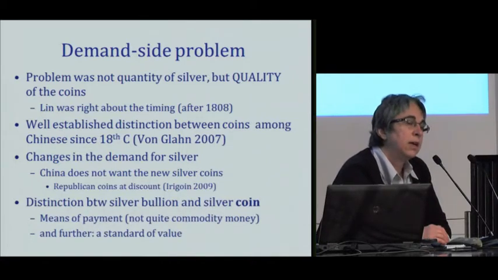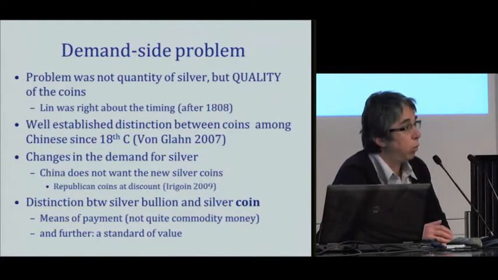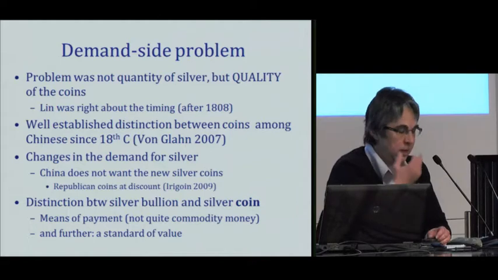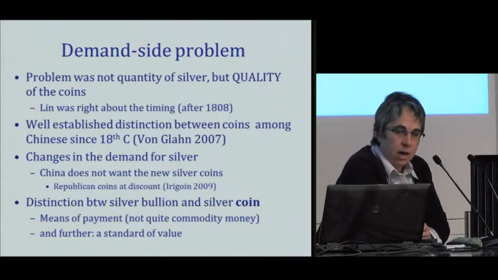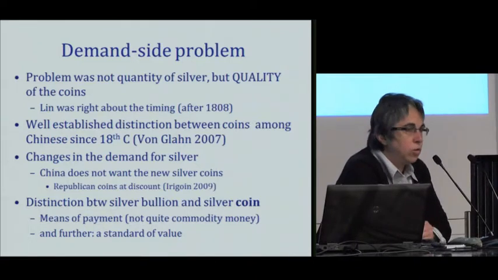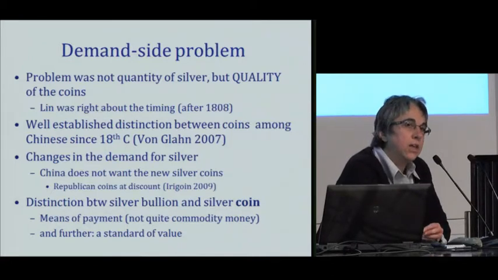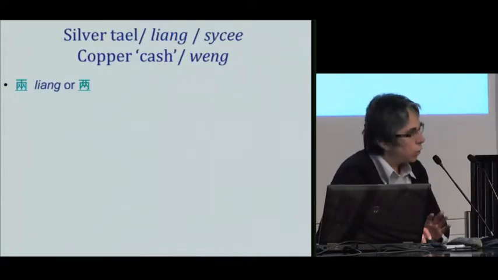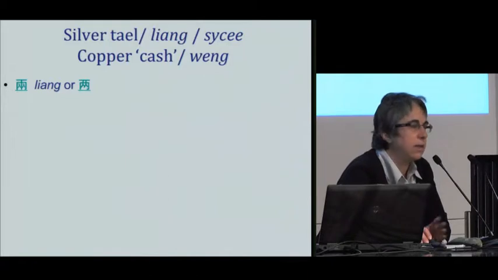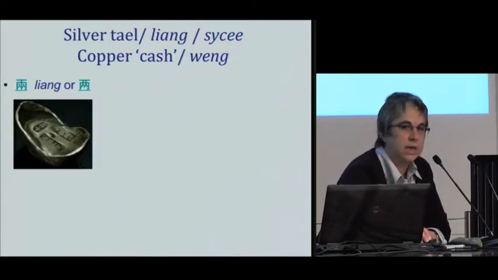That made me think that to understand China's monetary history, we have to make a distinction between silver bullion and silver coin. And that is something that even Morse was aware of, but didn't elaborate on. Silver coins became a means of payment that has nothing to do with a commodity money. And as time goes by, inside China, they become a standard of value. I'm going to say very quickly here, for those that are not very familiar, this idea of this bimetallic system.